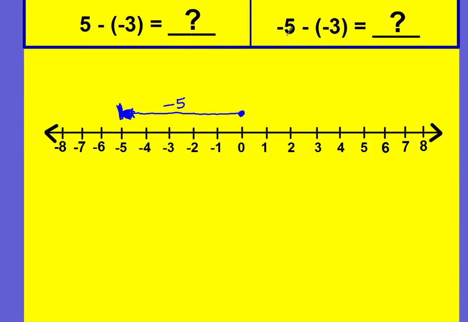Now to that -5, I want to combine it with the opposite of a -3. Well, the opposite of a -3 is a +3. So remember, this is opposite. And positives go to the right, so I can't continue on this line. I have to start a new line. So above the -5 where I stopped, I'll start a new line, and it's going to be 3 units, 1, 2, 3 units to the right. So there's my stop line, draw the arrow line, and this is the opposite of a -3. And where did we stop at? -2. So -5 minus a -3 equals -2.